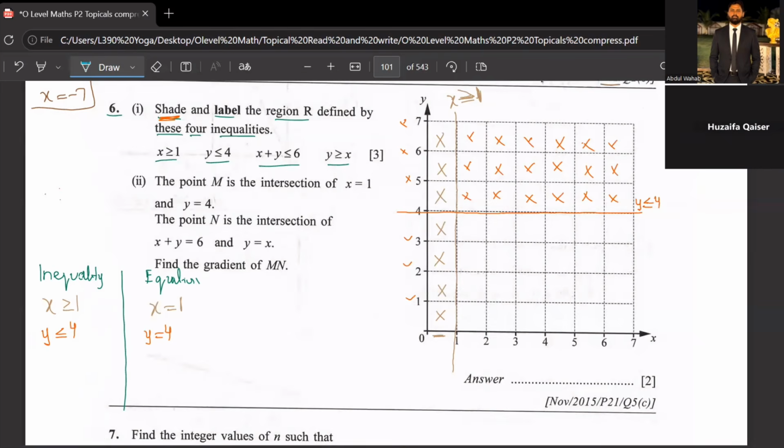Now, move to the next. The third line given here is y is greater than or equal to x. I just focus on the last one first. y is greater than or equal to x. It means y is equal to x.